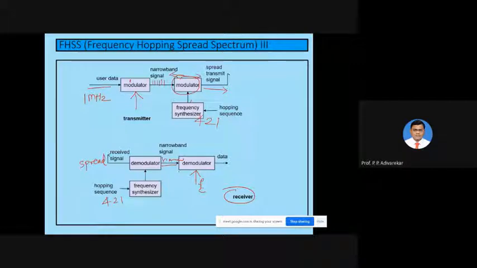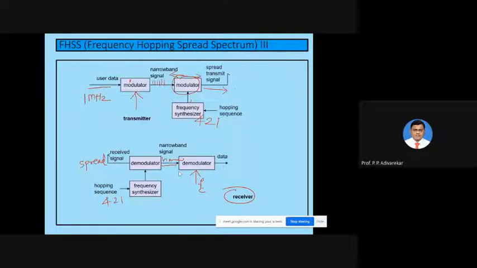Here we have seen two different types of frequency hopping. One is the fast hopping sequence and the other one is the slow hopping sequence. In fast hopping, one particular data bit takes multiple hops for its execution, whereas in slow hopping, multiple bits can get executed on a single hop or single signal frequency. So that is what frequency hopping spread spectrum is.